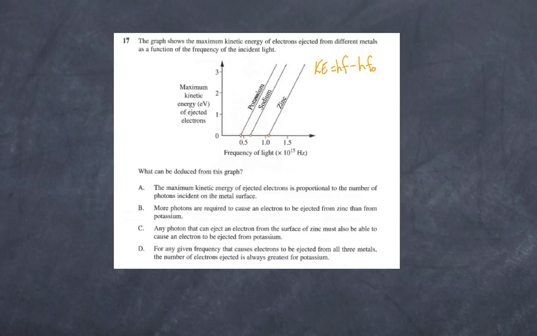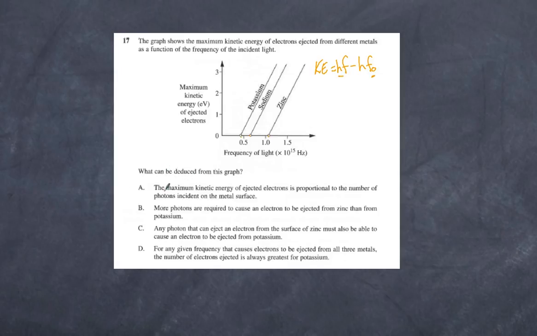So what this is saying is there is a lower photon energy required for potassium, a higher one for sodium, and highest again for zinc. In all cases, the slope of these lines is equal to h. It's just that the threshold frequency is different.